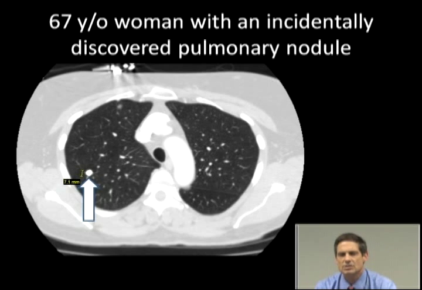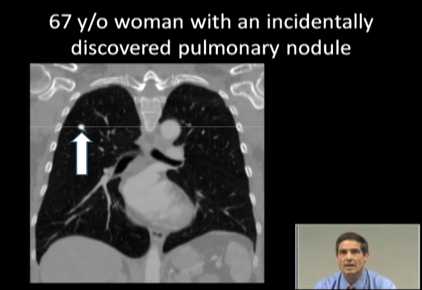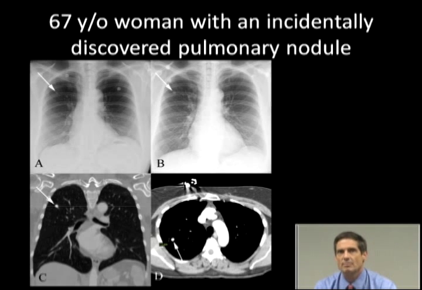When you see a lesion like that, it's almost certainly a granuloma, and there's no reason to either further image it or to biopsy it or to do anything with it other than to call it benign granulomatous disease and move on. Here's a coronal image of the same lesion. And here's our composite showing the earlier chest x-ray, the later chest x-ray, the coronal CT, and the axial CT study.